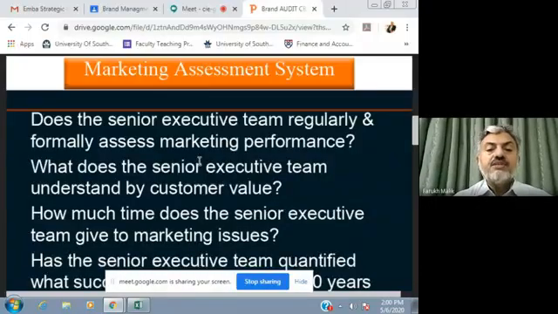Marketing assessment system. Does the senior executive team regularly and formally assess marketing performance? So you have to create a marketing assessment system and you need to ask these questions. If your management team can answer these questions and keep looking into these areas, they would constantly end up protecting their brand and enhancing the image of their brand from time to time. So does the senior executive team regularly and formally assess the marketing performance of your brand?